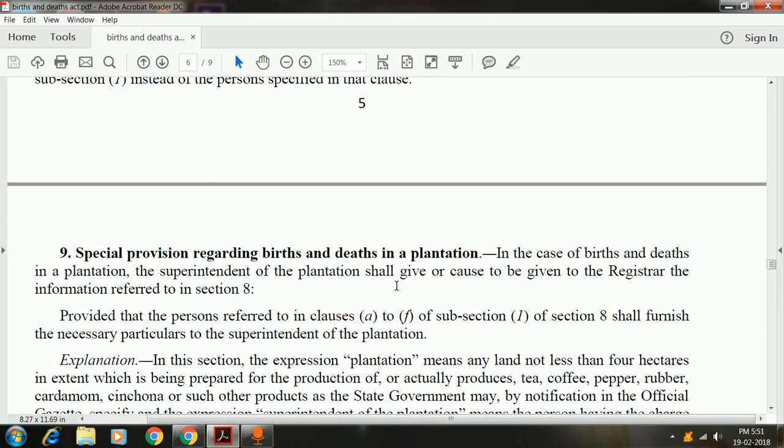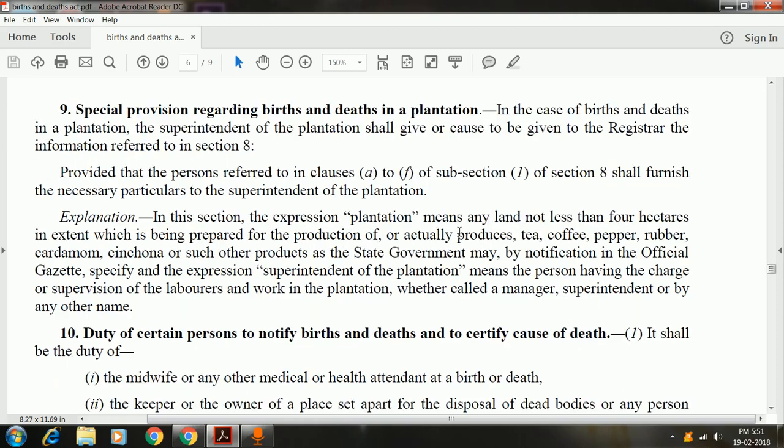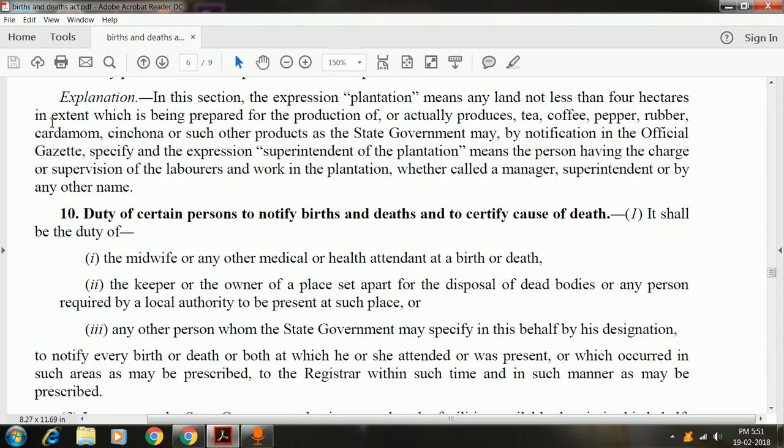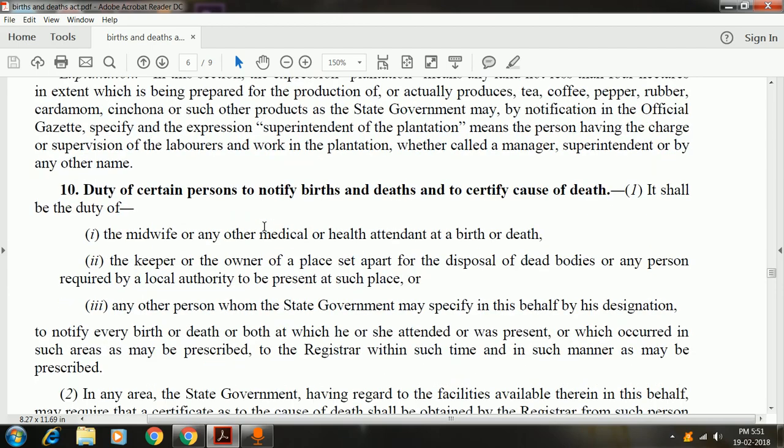Now, special provisions regarding births and deaths in plantations. So this section, although it has been specially created, I believe this concept is a little redundant in the present times. So I shall not go into it. If you want, then you can pause the video and read through it.